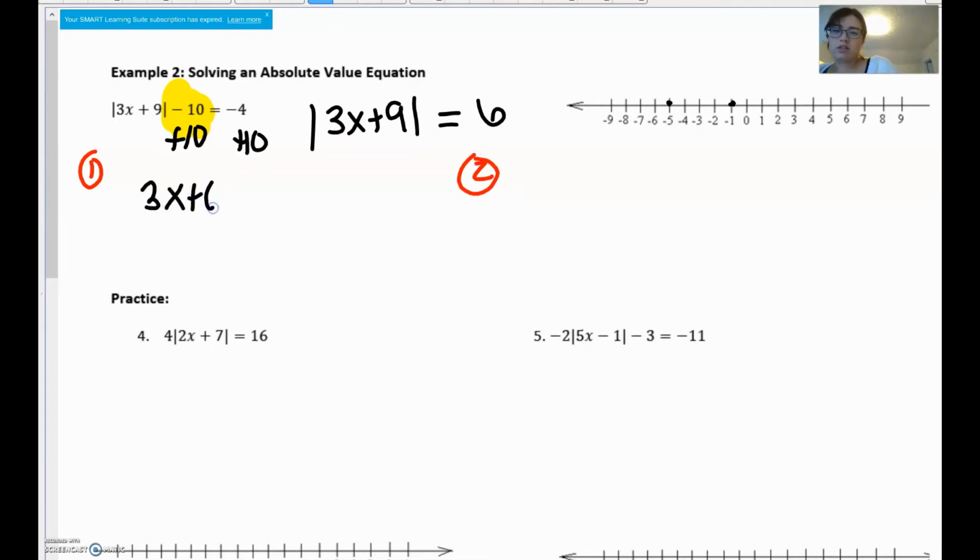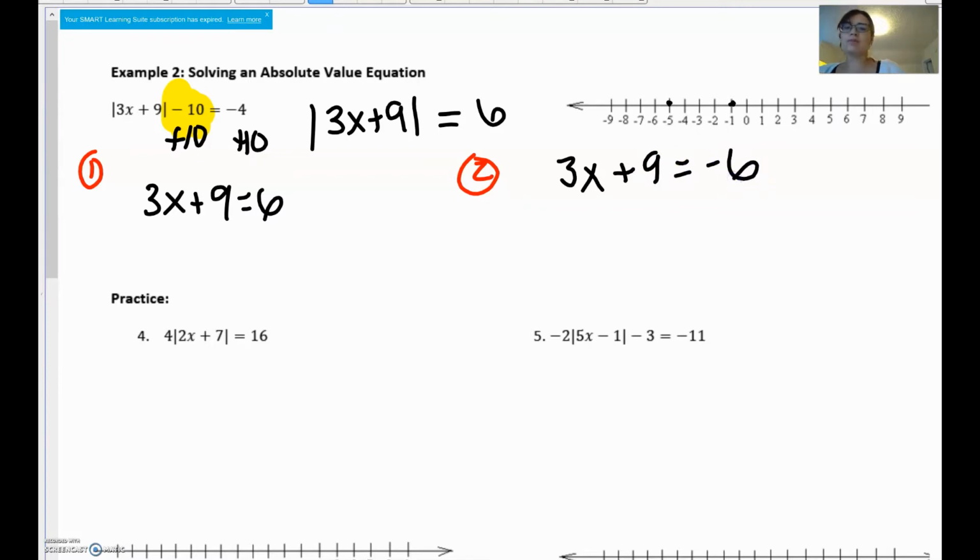3x plus 9 equals 6. And what is our other one going to look like? 3x plus 9 equals -6. So we're going to subtract 9. We're left with 3x equals -3. We're going to isolate that x, so we're dividing by our 3.